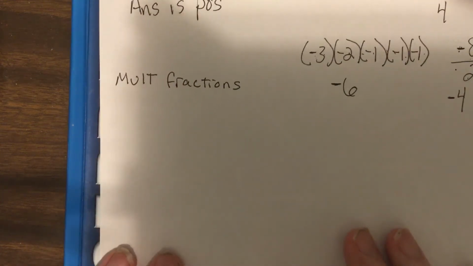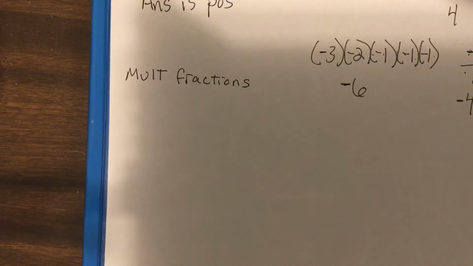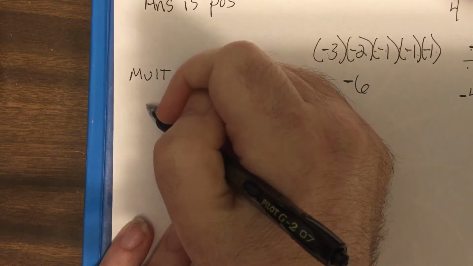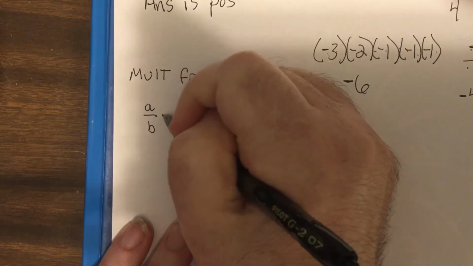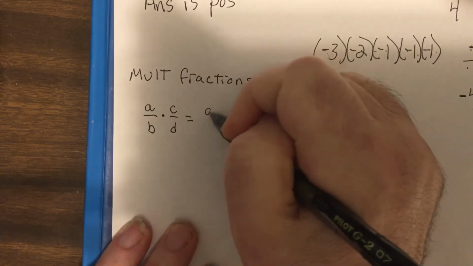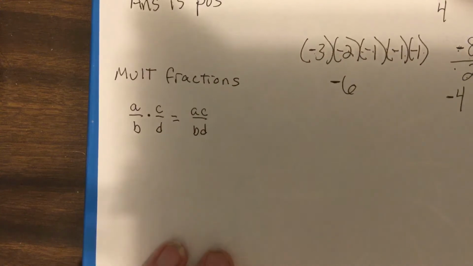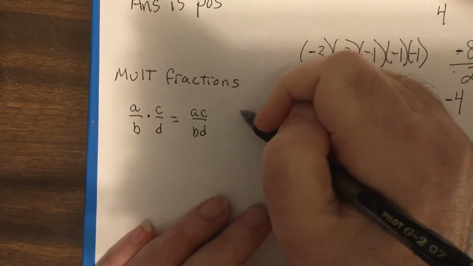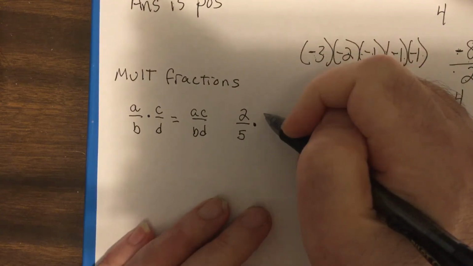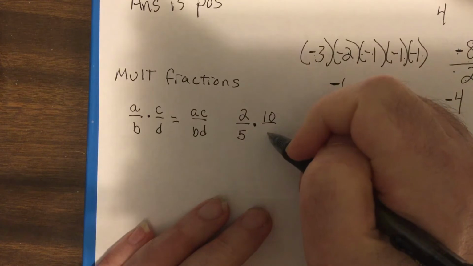Now, to multiply fractions. Another name for fraction is rational number, because a rational number is any number that can be written as a fraction. There's two ways to do it. If I have a over b times c over d, you can just multiply straight across. So this would be AC over BD, then reduce. But someone wisely said, if you have something in the numerator that reduces with something in the denominator, you can actually reduce it at the start.